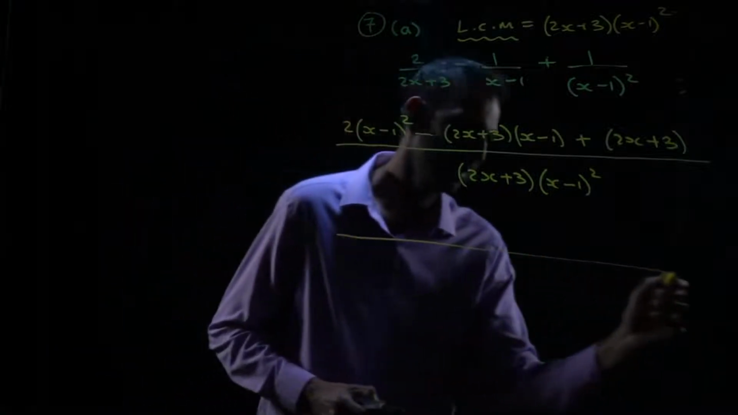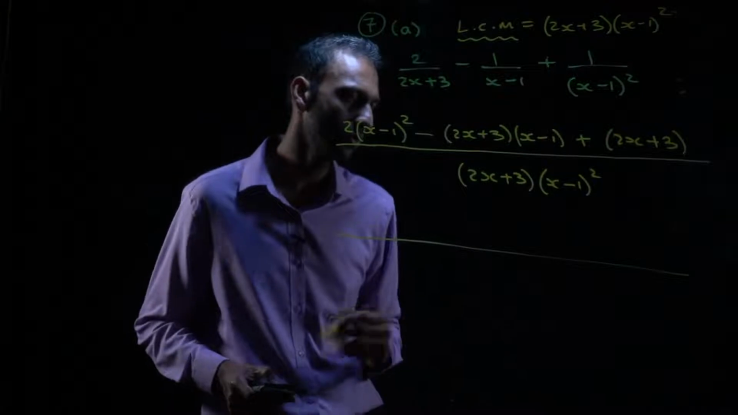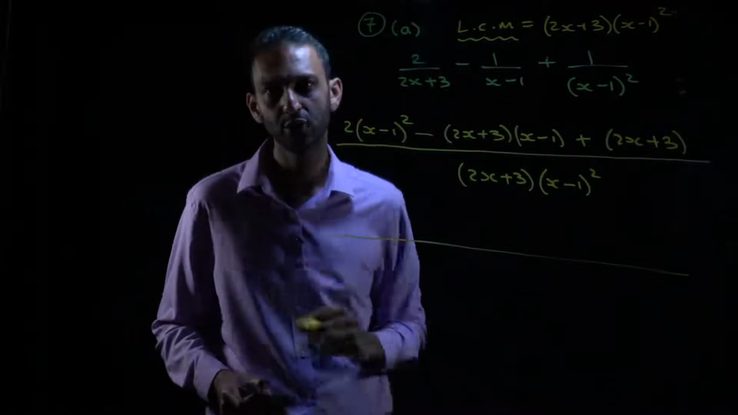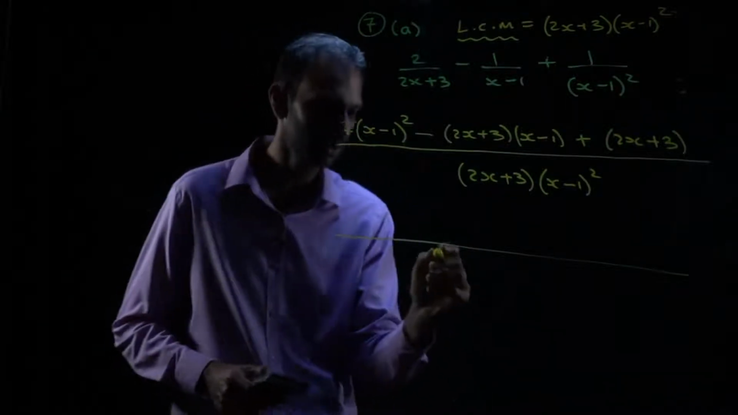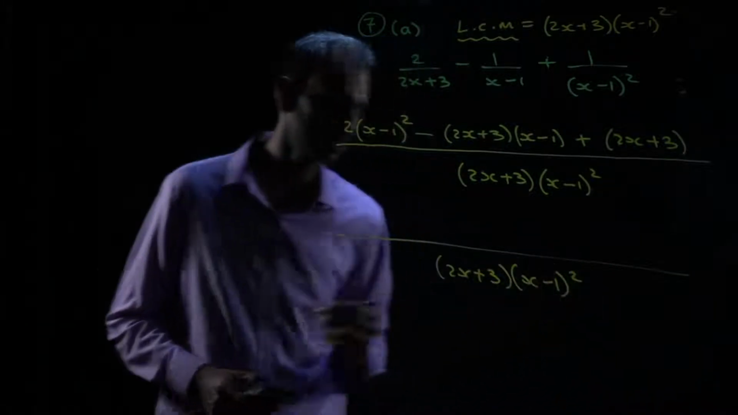The next step is to simplify the numerator, because look at this numerator. It's not nice at all. We have to simplify it to be able to show the required expression. So 2x plus 3 times x minus 1 to the squared.